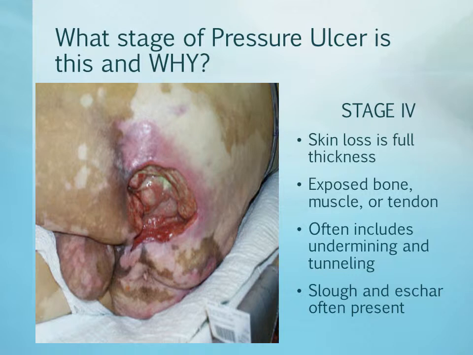Eschar can be black, gray, brown, is non-viable, and is denatured collagen. Undermining is the separation of skin layers at the wound margins from underlying granulation tissue. And then remember, unstageable is the process of full thickness skin loss, and the base is completely covered with slough or eschar, obscuring the true depth of the wound.